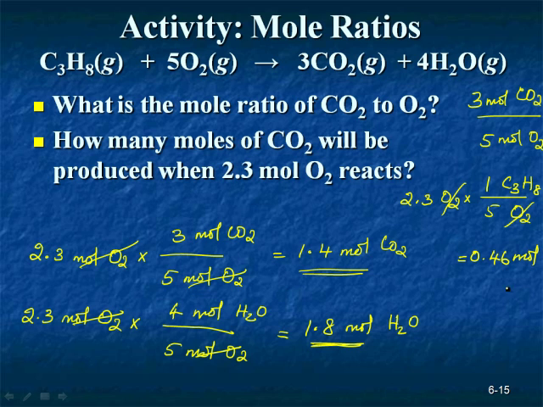0.46 moles of C3H8. So this is the beauty of stoichiometry. All you need is the balanced equation and the amount of one substance in it, either a reactant or a product. And using the mole ratio, you will be able to calculate the amount required for the complete reaction of all other items.